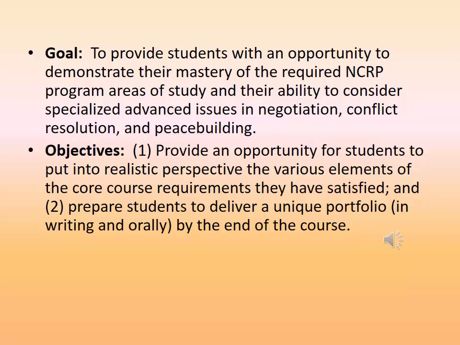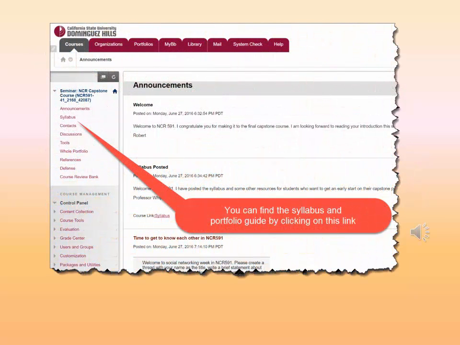The goal of this course is for you to demonstrate mastery of negotiation, conflict resolution, and peace building. The course objectives are for you to put into perspective the breadth of the course requirements and create a satisfactory solution to a detailed question. The syllabus and portfolio guide contain everything you need to create your portfolio. All of my lectures follow the instructions in the portfolio guide.